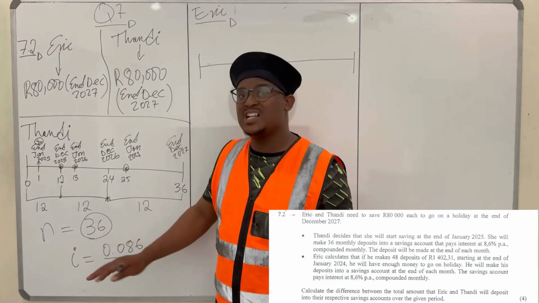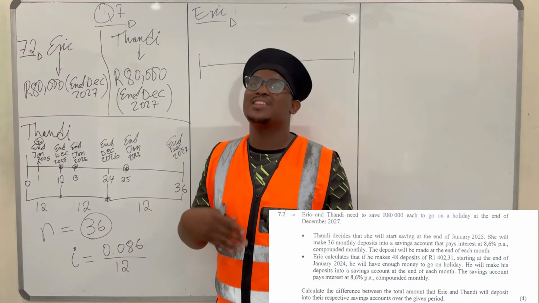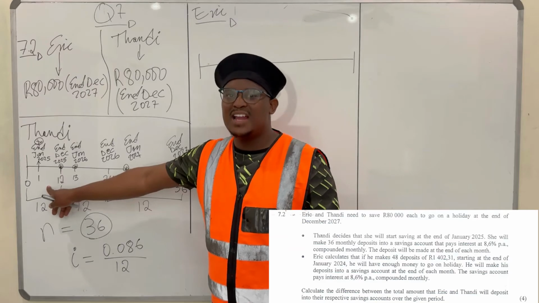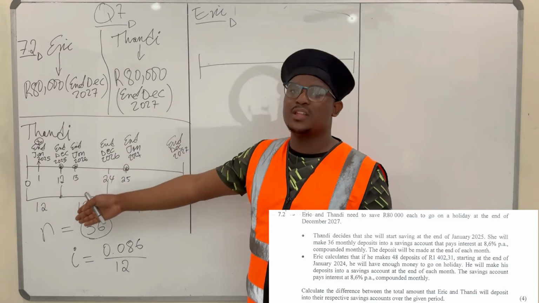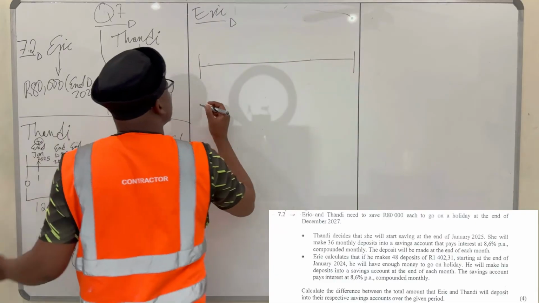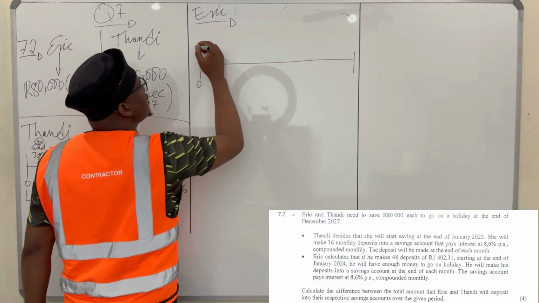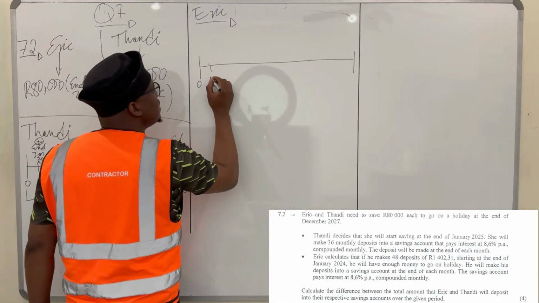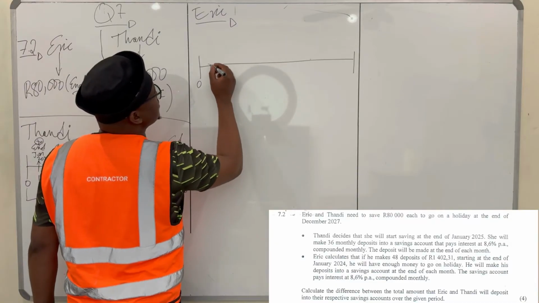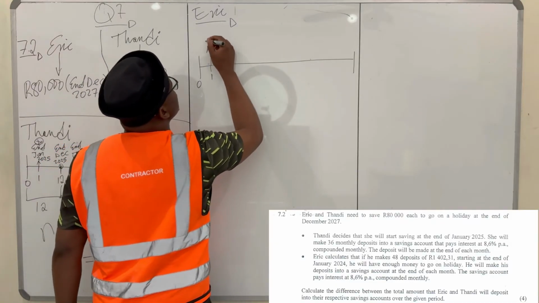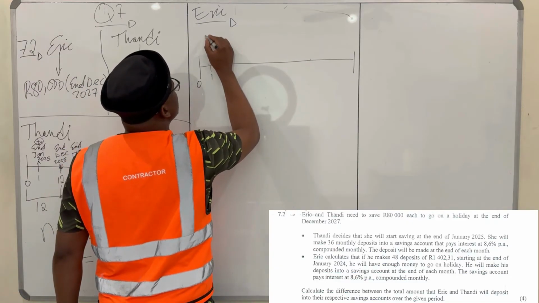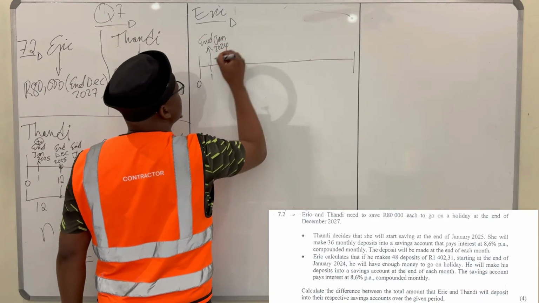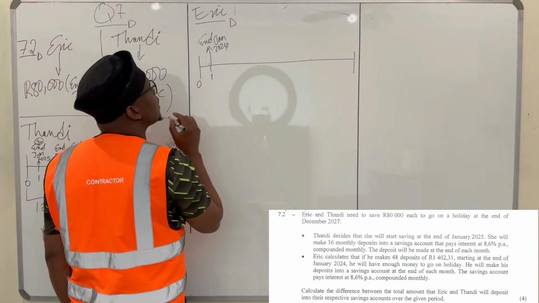So this 36 months for Tandi was 3 years. And their accounts are both earning the same interest rate. But this one started a year later and this one started a year earlier compared to that one. So now this is the beginning of January 2024. Then Eric started making his first deposit here, right? This is the end of January 2024. No problem.